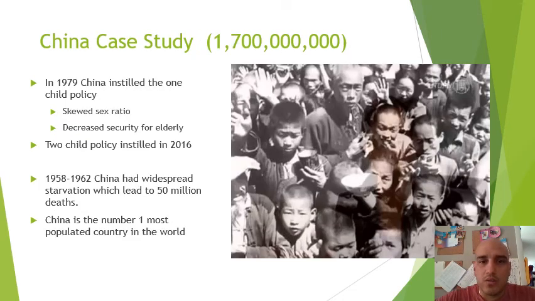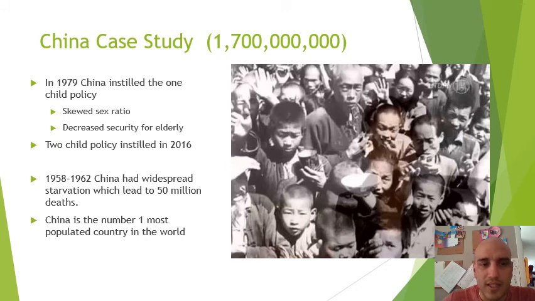In this slide here, we have a case study on China. And in 1979, know that date, it was a year before I was born. I was born in 1980. You do the math, figure out how old I am. In 1979, China instilled a one-child policy. And they did this in order to slow their population growth, because they are the #1 most populated country in the world. They tried to decrease their population because there was a lot of pulls for resources around that time.